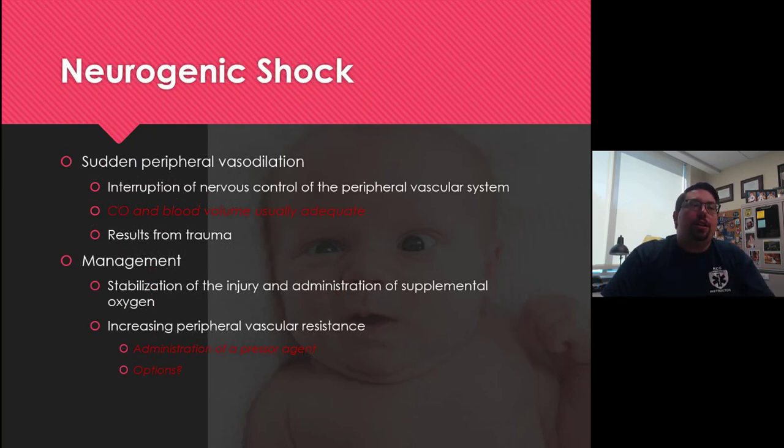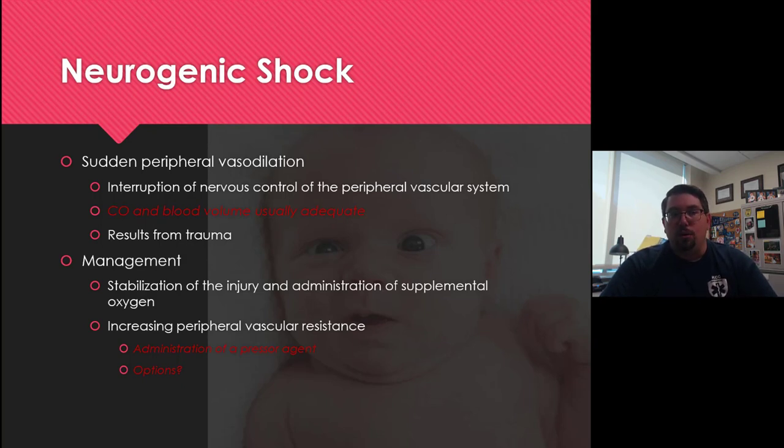Now, neurogenic shock is another component we deal with in kids. We know that children are more prone to head and neck injuries because of the size of their giant melon heads. Remember, bowling ball on top of a pencil is a good example of how their neck is very fragile. With neurogenic shock, we see a sudden peripheral vasodilation. This is based on the interruption of the nervous control of the peripheral vascular system.